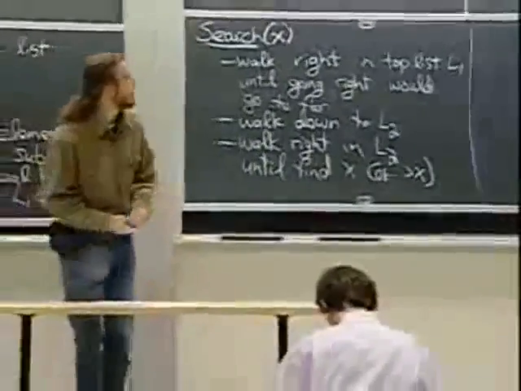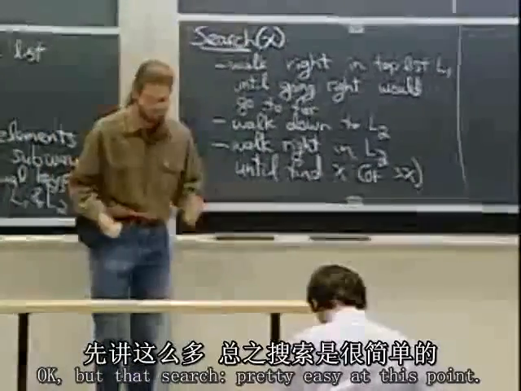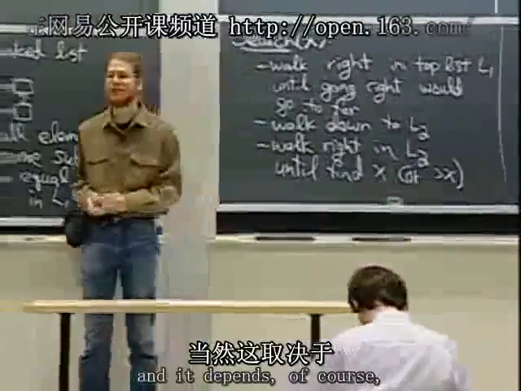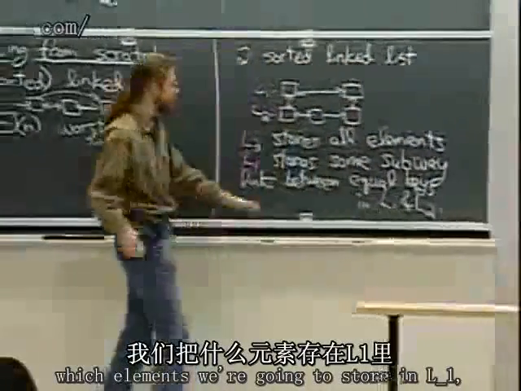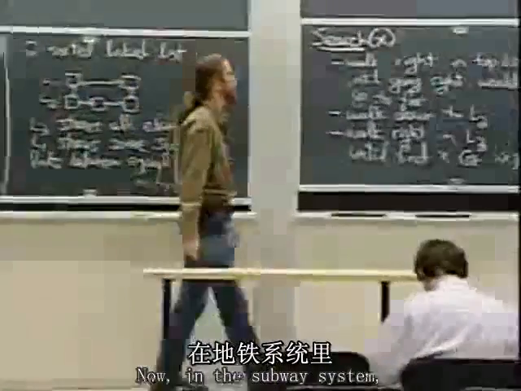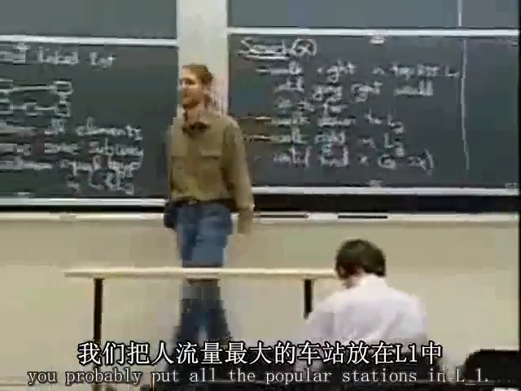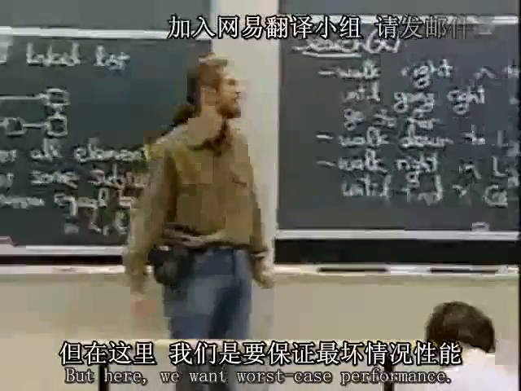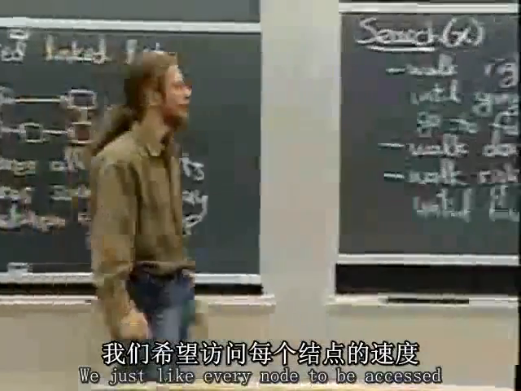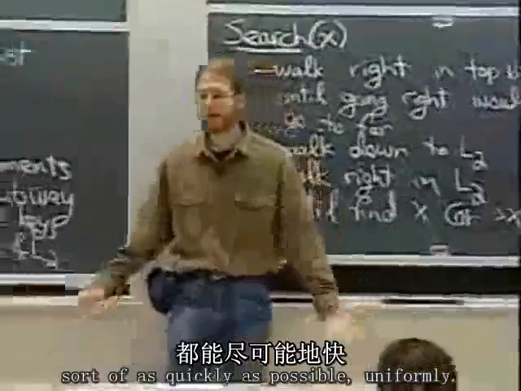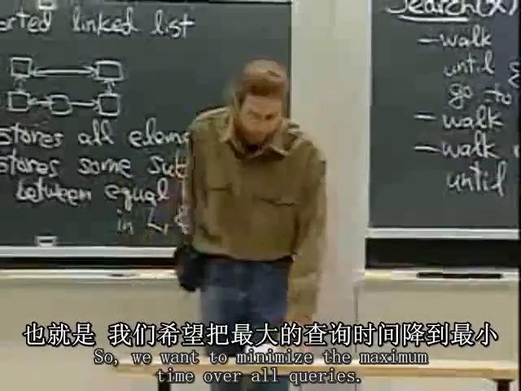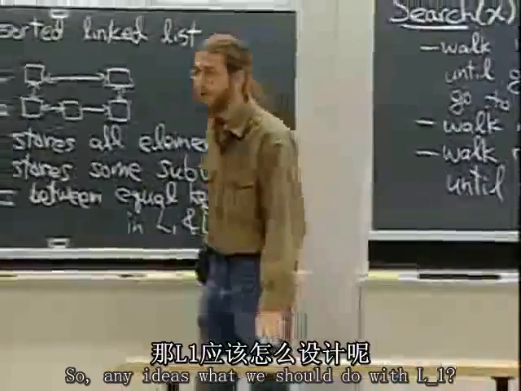Okay, but that's search. Pretty easy at this point. Now, what we haven't discussed is how fast this search algorithm is. And it depends, of course, on which elements we're going to store in L1. Which subset of elements should go in L1? In a subway system, you probably put all the popular stations in L1. But here, we want worst-case performance. So we don't have some probability distribution on the nodes. We just like every node to be accessed as quickly as possible, uniformly. So we want to minimize the maximum time over all queries. So any ideas on what we should do with L1?